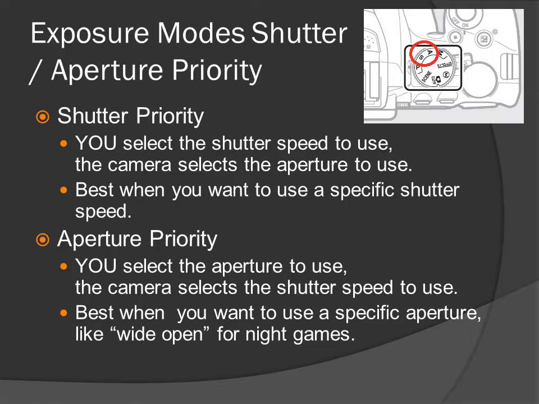Aperture Priority: you select the aperture to use. The camera selects the shutter speed to use. Best when you want to use a specific aperture, like wide open for night games when you want the maximum amount of light through the lens.